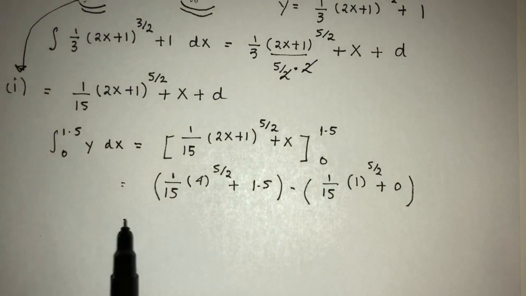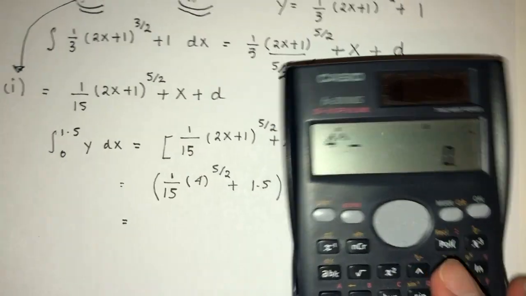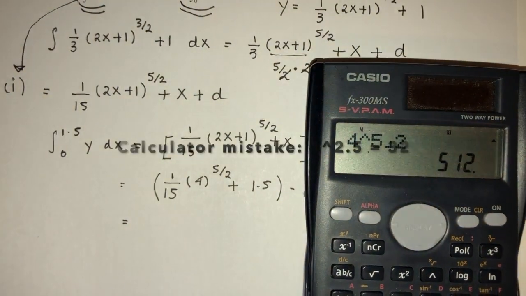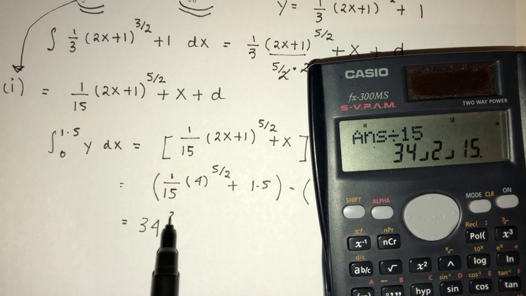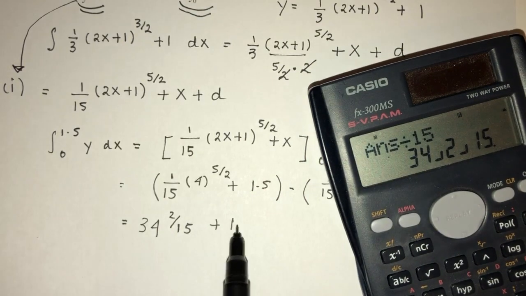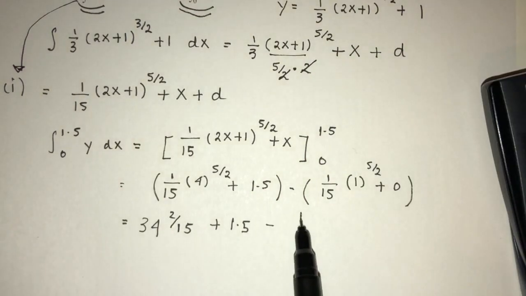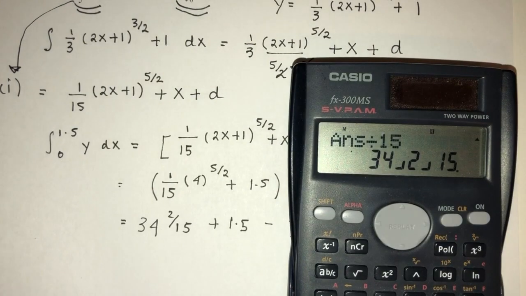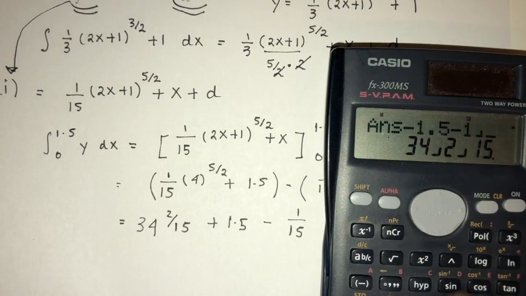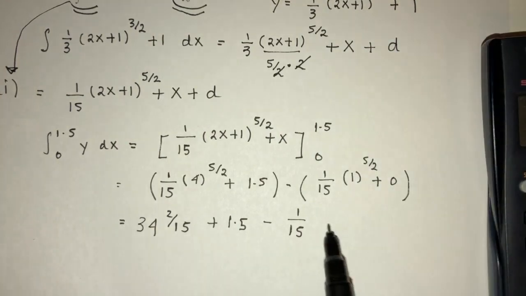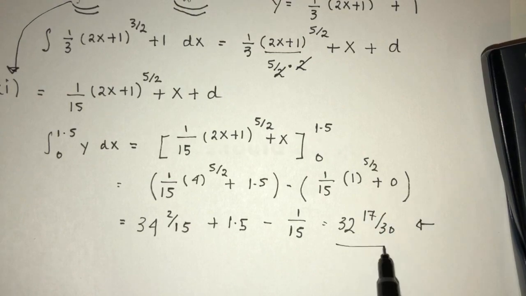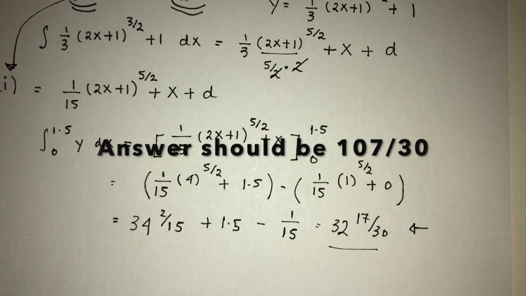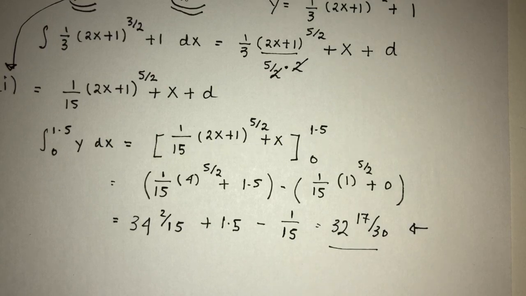So let's simplify. That will be what? 4 to the power 5 over 2, that will be 32, so 32 over 15, plus 1.5, and minus 1 over 15. So let's see what we get. This minus 1 over 15 plus 1.5. That will give you 17 over 30 as the exact value of that integration. So as always, we proceed step by step. That will be your question number 9.